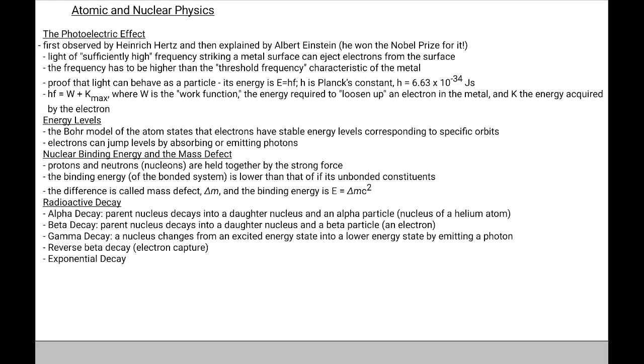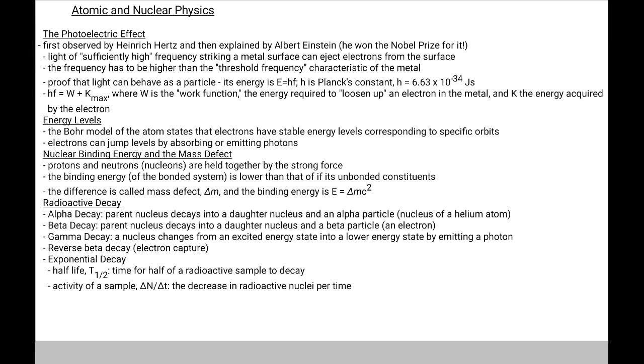Now, we have to consider exponential decay, where we have to define some terms like half-life. So half-life is the time for half of a radioactive sample to decay. And then we have to define the activity of a sample, which is the decrease in radioactive nuclei per time. So delta N is the decrease in radioactive nuclei per a certain amount of time, delta T.